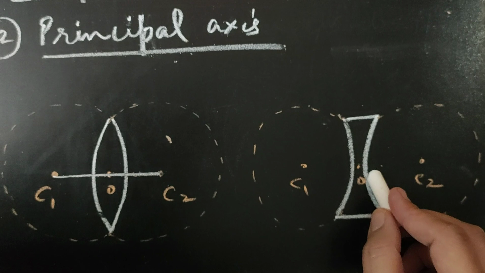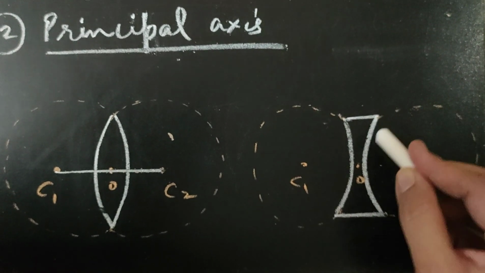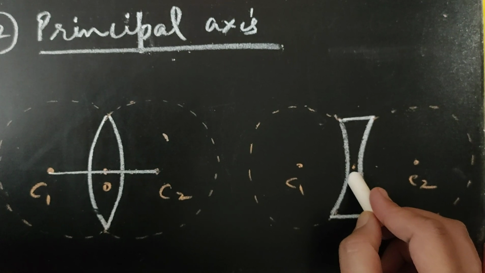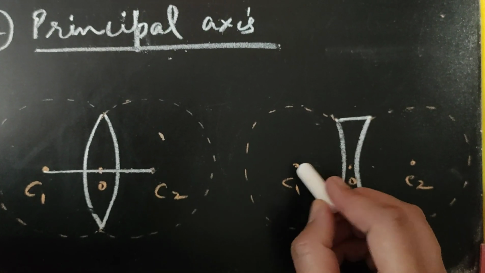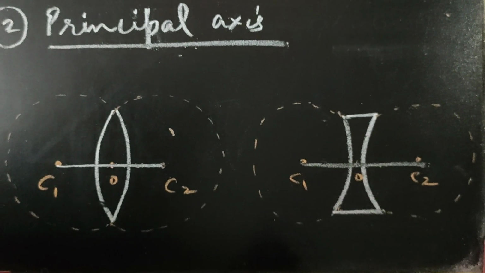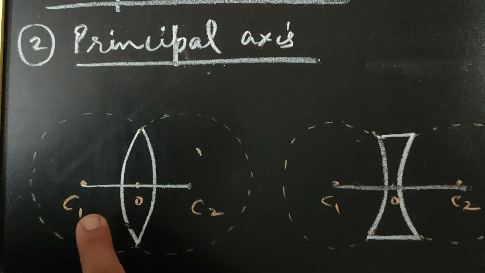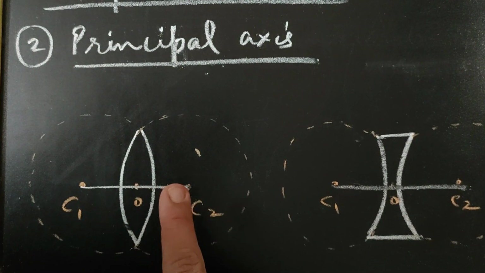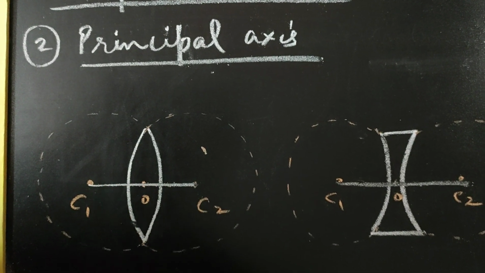Similarly, in case of a concave lens, these are the two imaginary spheres and this is the optical center. When we join the centers of these imaginary spheres and the optical center, we get an imaginary line which is the principal axis. So, principal axis is an imaginary line which is passing through the optical center and the center of curvatures of the spherical surfaces.